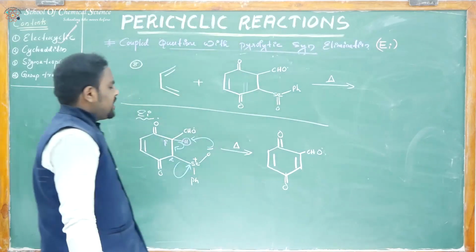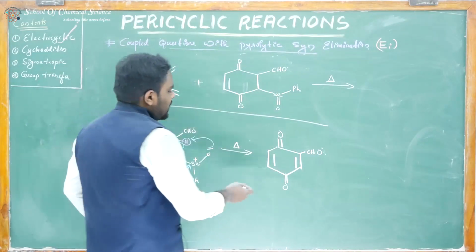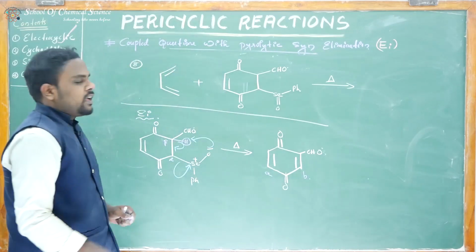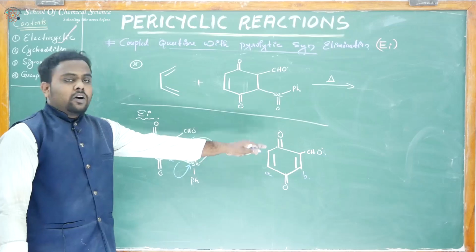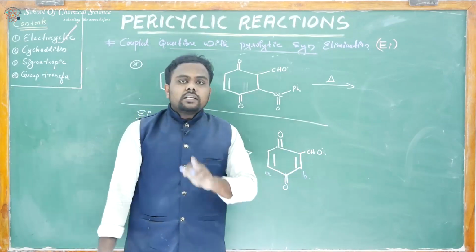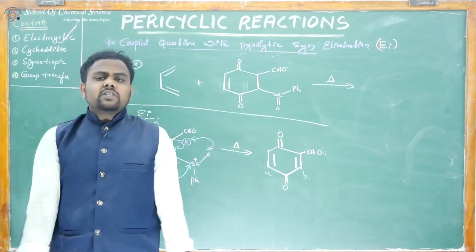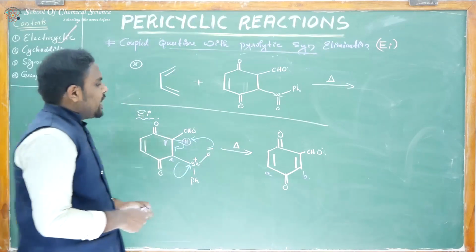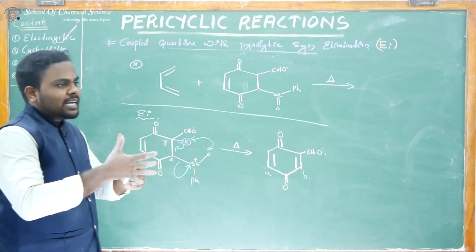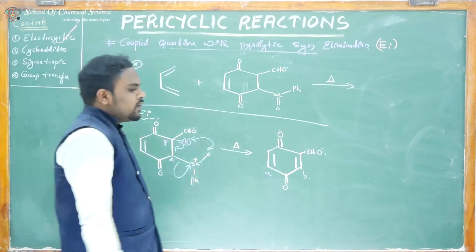CHO, that is your product. Then my question: two double bonds are there. This is dienophile A, dienophile B. Which is more reactive? B is more reactive because this dienophile contains an electron withdrawing group, so definitely that is more reactive. This is the selectivity of dienophile. When two dienophiles are there, which one will you select? That dienophile containing an electron withdrawing group.